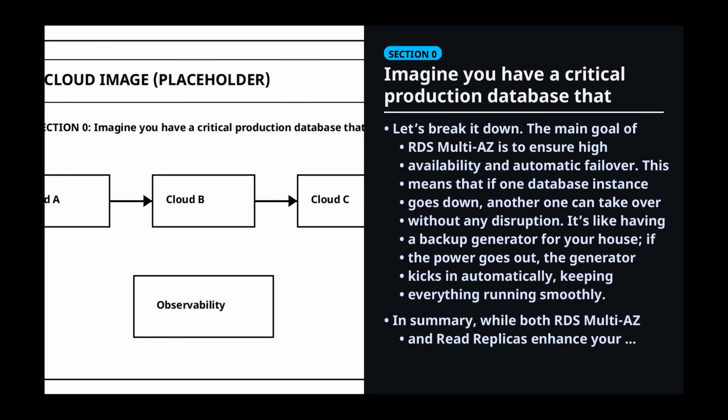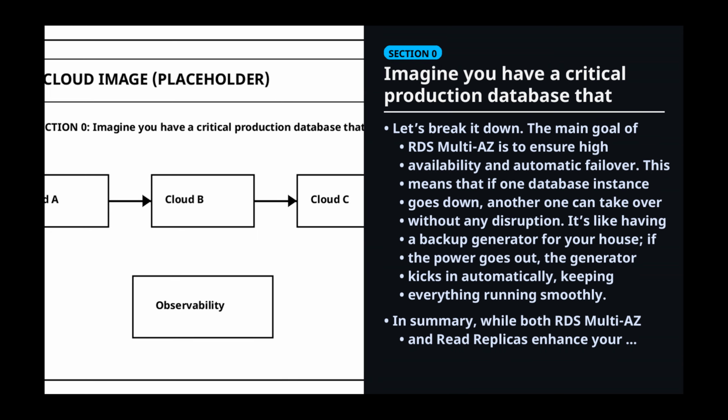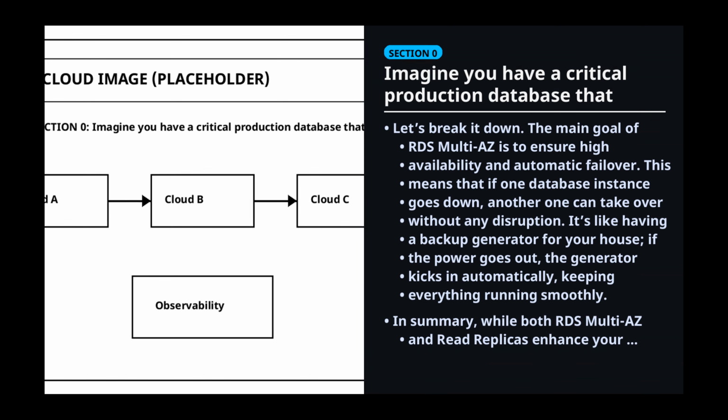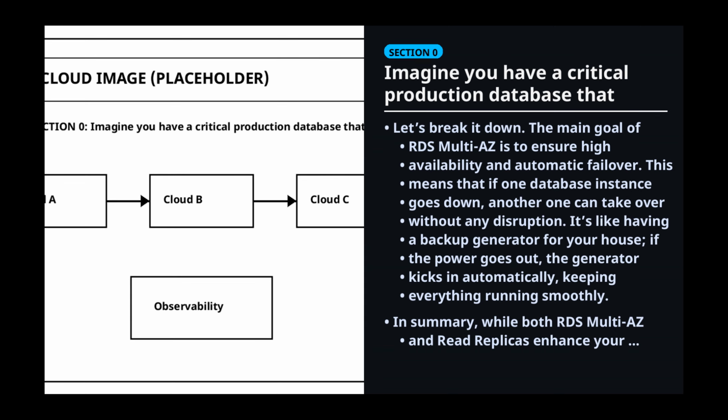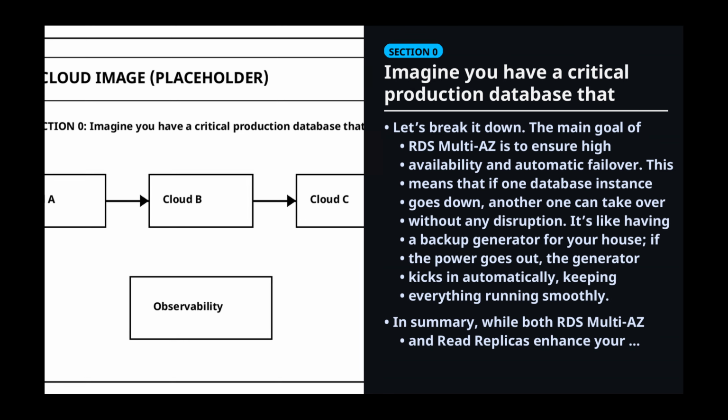Let's break it down. The main goal of RDS Multi-AZ is to ensure high availability and automatic failover. This means that if one database instance goes down, another one can take over without any disruption. It's like having a backup generator for your house. If the power goes out, the generator kicks in automatically, keeping everything running smoothly.